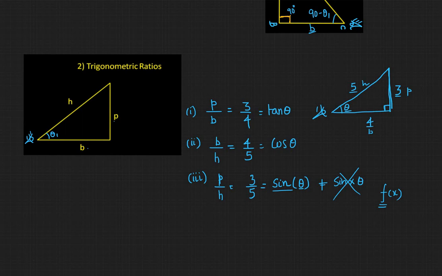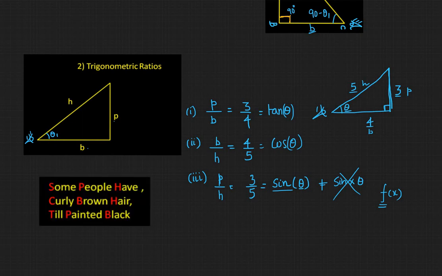You may be wondering, how would you remember this? This is so confusing. Now I would like to share something that I learned when I was small, and I still use the mnemonic to remember this. Here is the mnemonic: some people have curly brown hair till painted black.